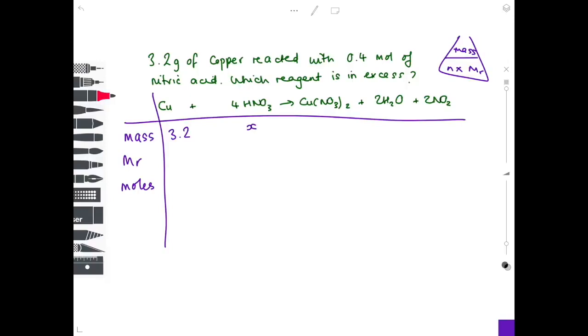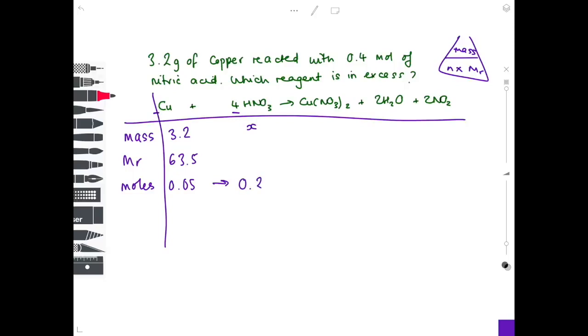So first of all, what is the MR of copper? Using your periodic table, you see it's 63.5. So using your formula triangle, how do you work out the number of moles? You do mass divided by MR, so that's 3.2 divided by 63.5 to get 0.05 mole. And then have a look at the big numbers. We've got an invisible 1 here, we have a 4 here, and I've already taught you, you just need to pull that number across, but instead times it by 4, so you get 0.2 moles.